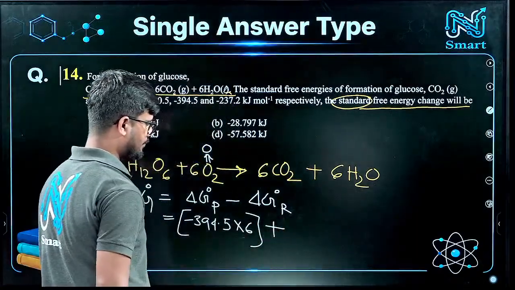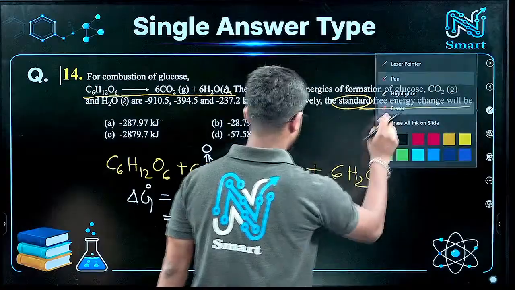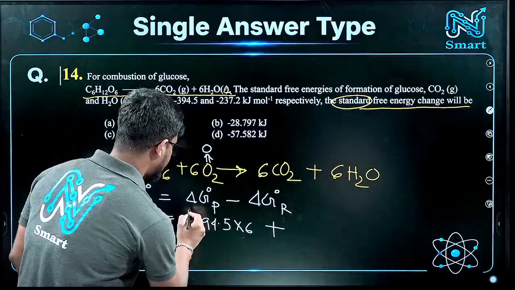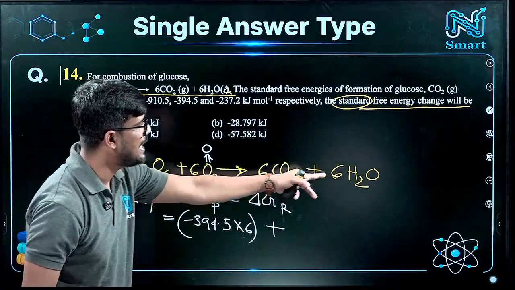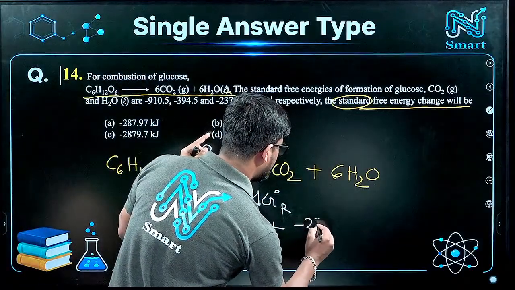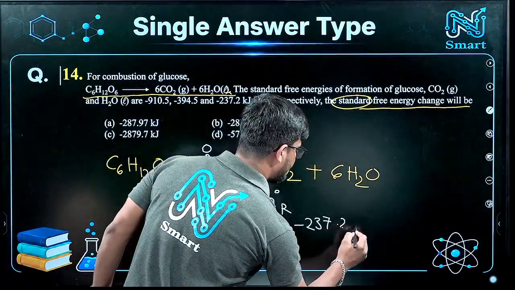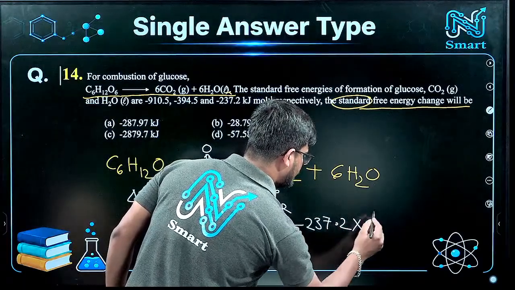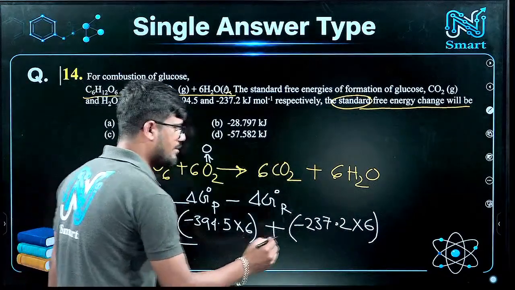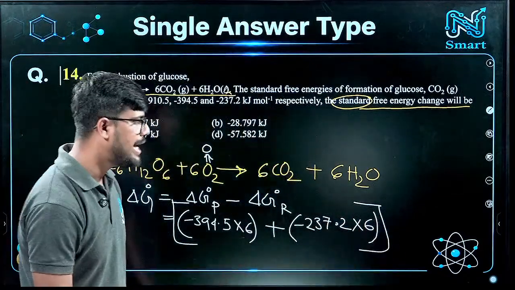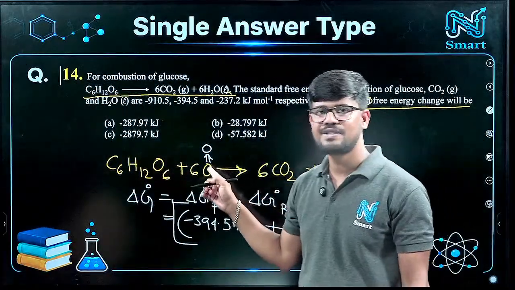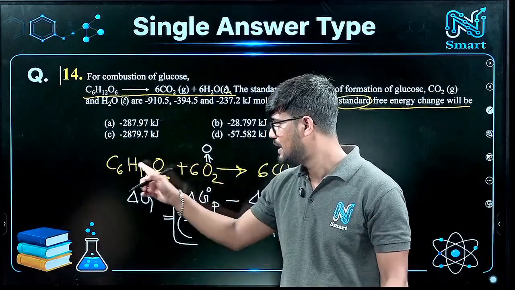Plus, let's give a first bracket here because we will have another thing. This is the first bracket. Next, the other product, H2O. For H2O, what is the value here? Minus 237.2 into 6. Correct? And this is the entire product. Minus reactant. For oxygen it is 0 because it is in the standard state.